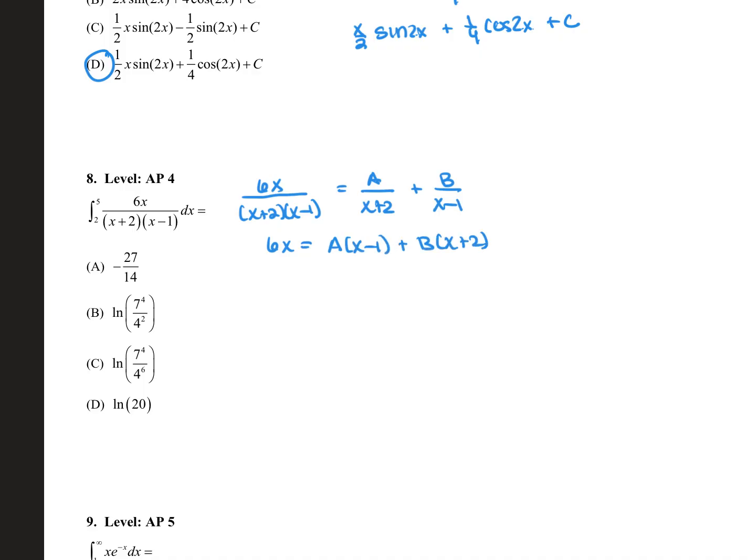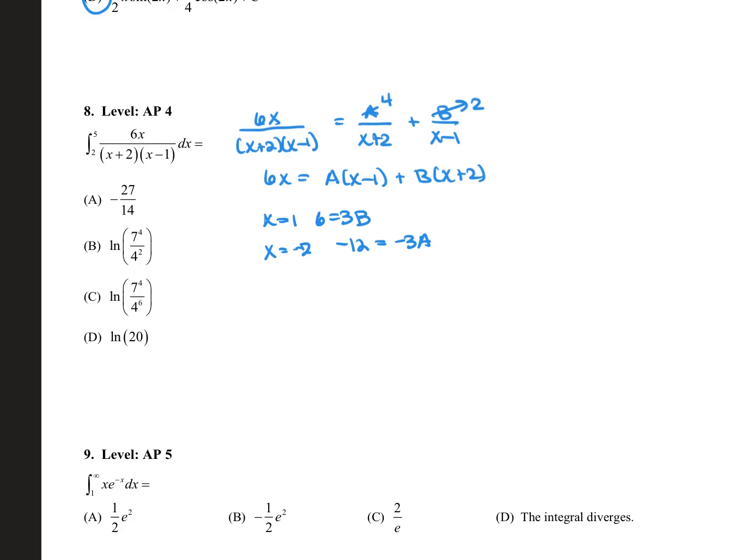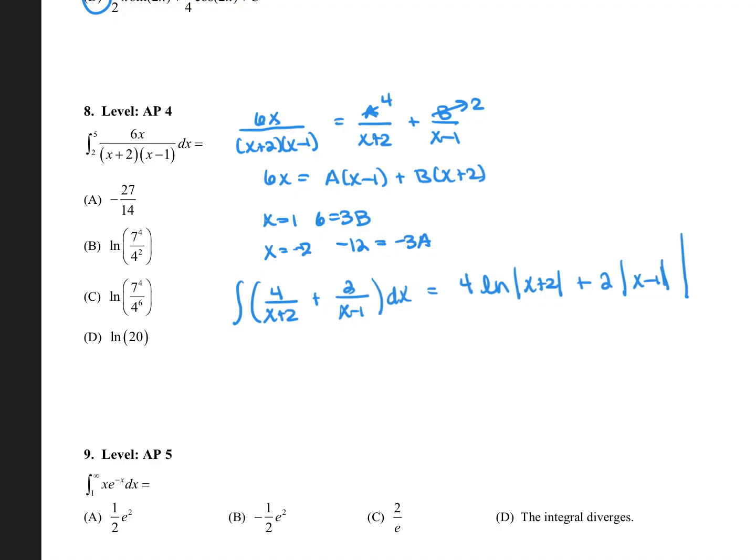Picking good values, so if x is equal to 1, we're going to get 6 is equal to 3b, so b is 2. And then if x is -2, we're going to get -12 is equal to -3a, so a is going to be 4. So integrating both of those, we're going to get 4 over x plus 2 plus 2 over x minus 1. Those are both natural logs. And then we're evaluating this from 2 to 5.